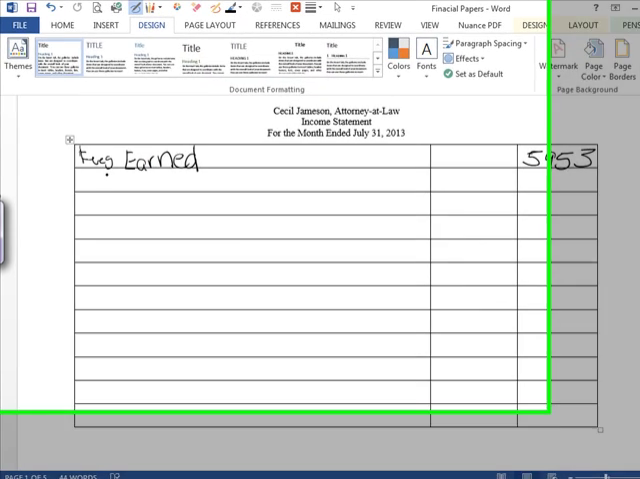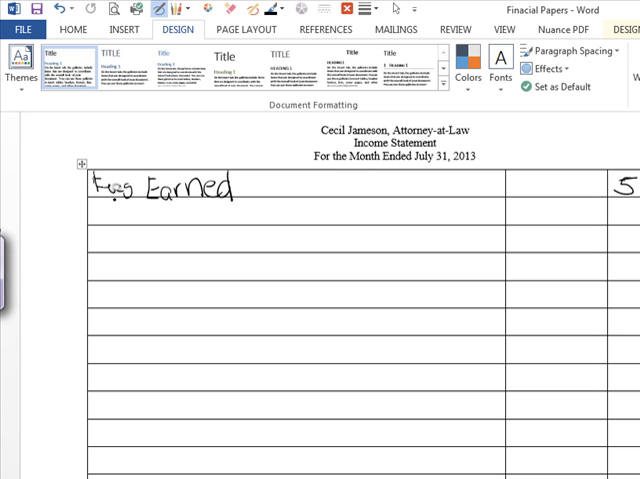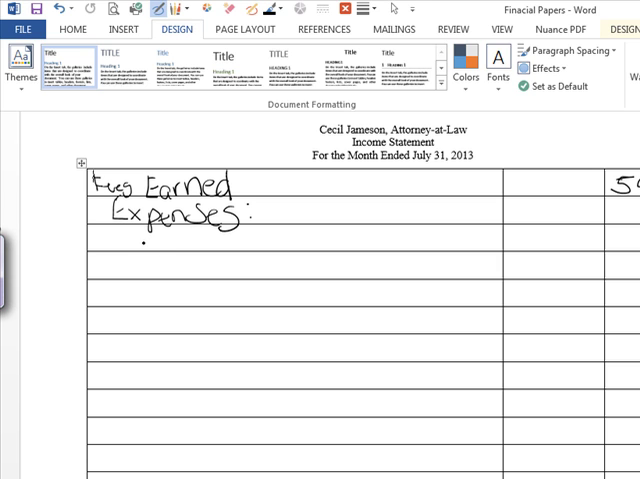Now, since we don't have any other revenue accounts, we're going to list the expenses. We're going to indent just a little bit and write the word expenses. And then right below it, we list all expense accounts individually, in the order of greatest to least, with miscellaneous always being listed last. The greatest expense we have is the paralegal expense. Paralegal expense was $1,635. Notice I'm on the inside column.